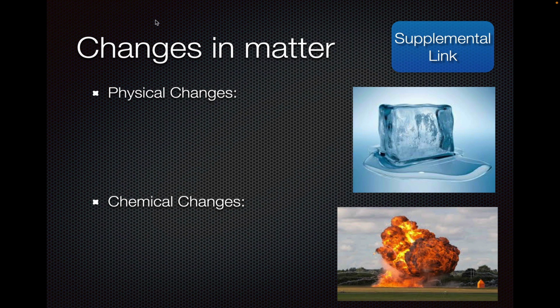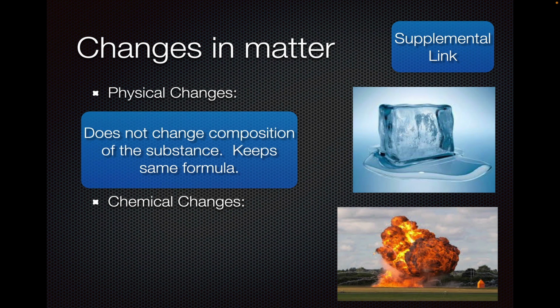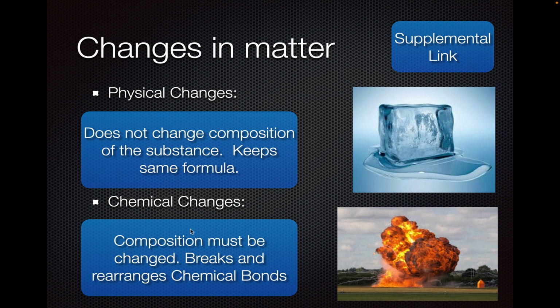When we have matter that changes now, that's like the verb or the action. So physical changes are things that happen that don't change its properties, okay? So things like melting, boiling, dissolving, cutting, tearing, breaking are physical changes. Things that are chemical changes are things where the composition must be changed. So like breaking bonds, that kind of stuff, okay?